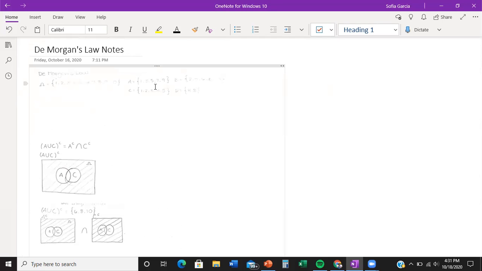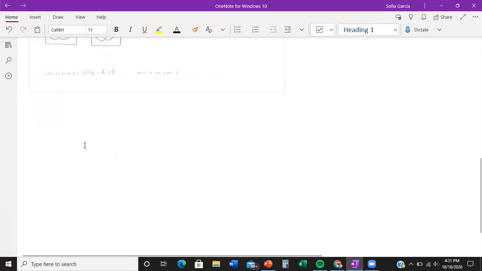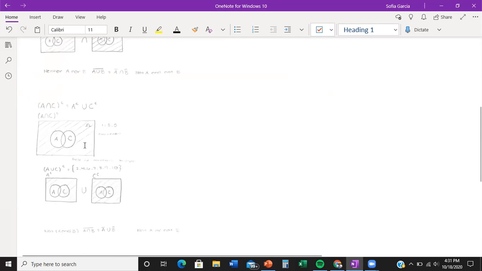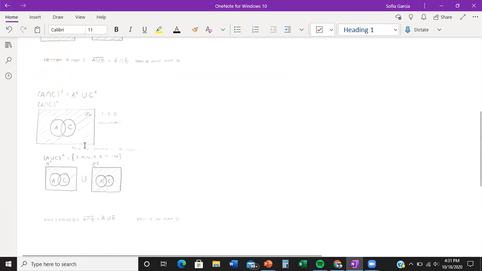We are going to highlight the complement of A intersect C. Then now we're going to highlight the complement of A, which is this region here, anything that does not belong in A. And we're going to highlight the complement of C, which is everything that does not belong in C.